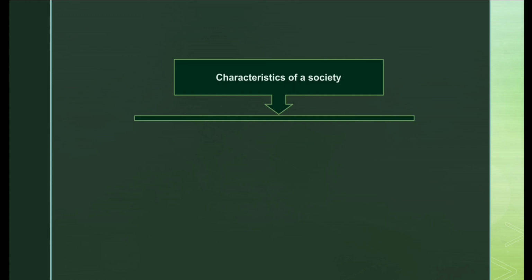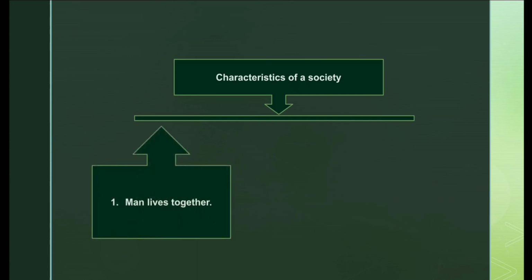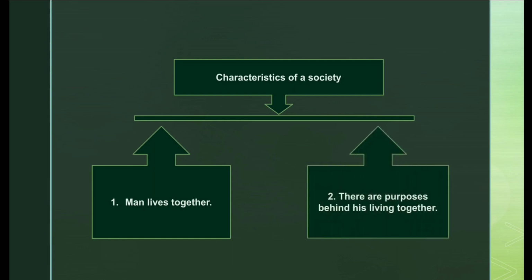Now we will focus on the characteristics of a society. So how many features or characteristics of a society are there? There are two. The first one is man lives together. The second one is there are purposes behind his living together.